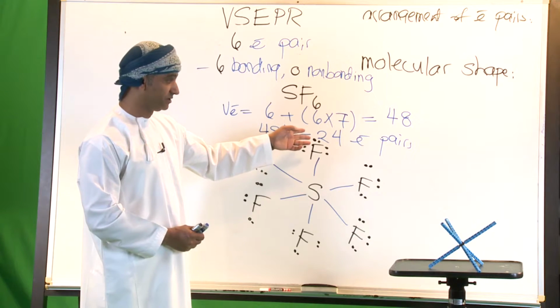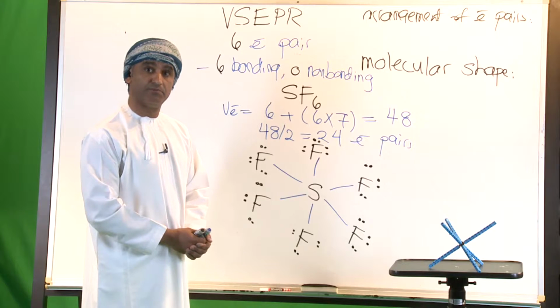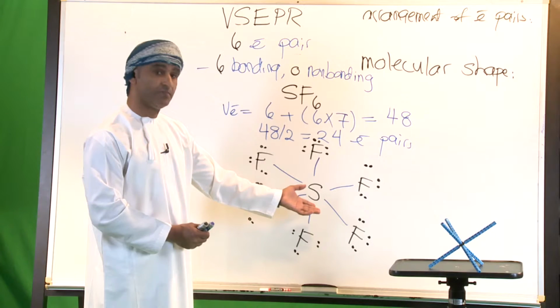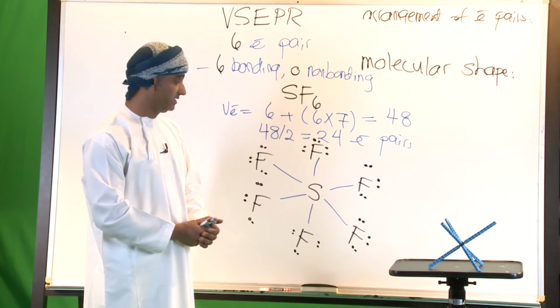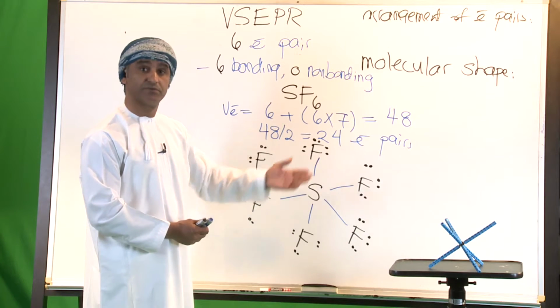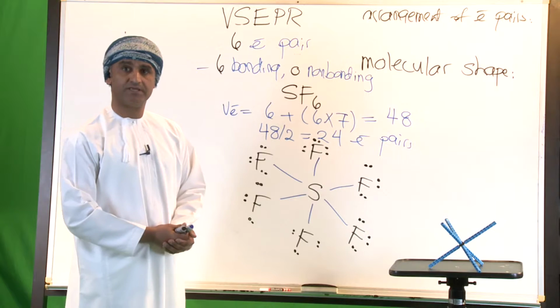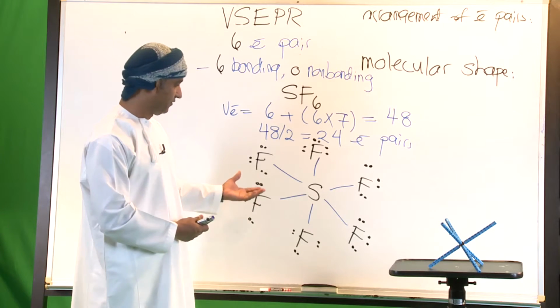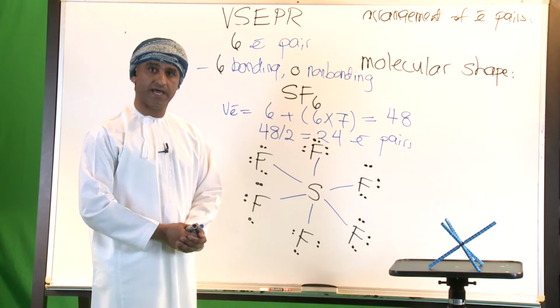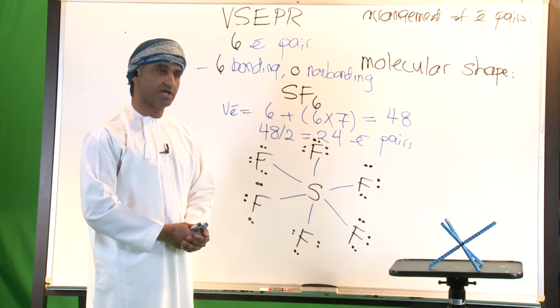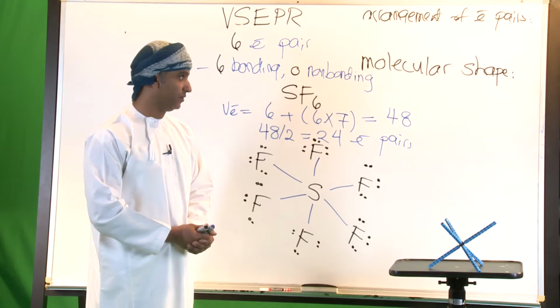Now if you want to check the number of electron pairs, well, there are 4 on each of these fluorines. If you multiply that by 6, you get 24. So again, that's in line with the information that we had before, and therefore this is a possible and acceptable Lewis structure for sulfur hexafluoride.